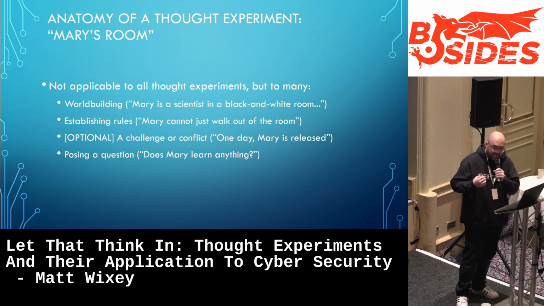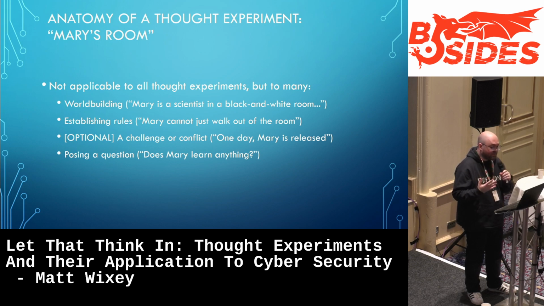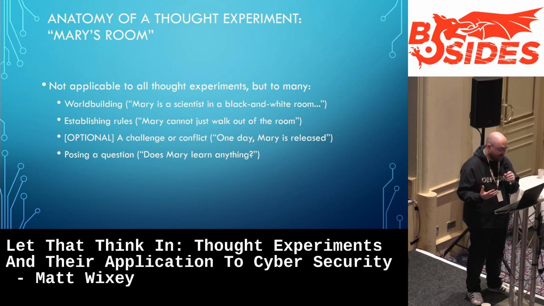So we can see something interesting about the structure of thought experiments from Mary's Room. This isn't applicable to all, but it is to many. So we have kind of 4 steps. We have an element of world building. So Mary is a scientist in a black and white room. We have some rules. So Mary can't just walk out of the room. There are no windows and so on. We then have a challenge or a conflict. So one day Mary is released. And then finally we have a question, does Mary learn anything?